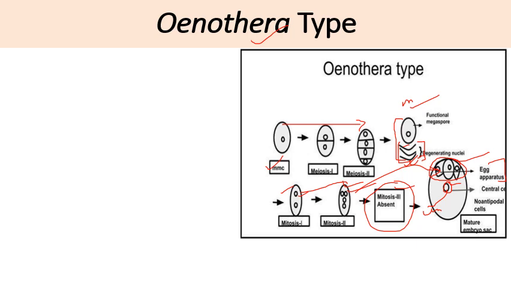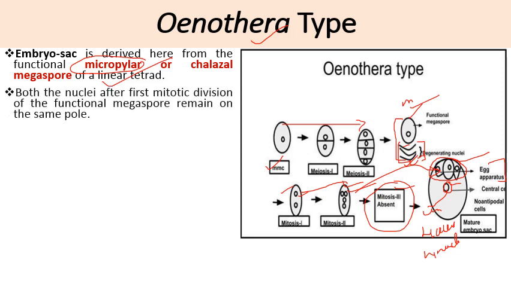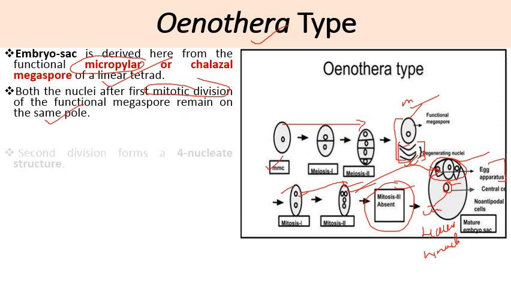So this type of embryo sac is a 4-celled, 4-nucleated embryo sac, and it is a characteristic feature of the family Oenotheraceae. This type of embryo sac is derived from the functional micropylar or chalazal megaspore of the linear tetrad. Both nuclei after the first division of the functional megaspore remain on the same pole, where they are present.